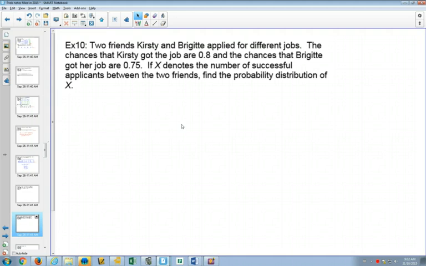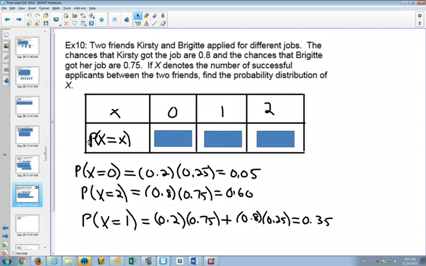So here's our last one for you to try. They've got pretty good chances of getting a job. So here are the results without the tree diagram. So big X is the number of successful attempts. So if they both fail, 5% chance of no job for them both. And one of them would be those two cases, 35% chance, and a 60% chance of happily ever after. What a positive example.